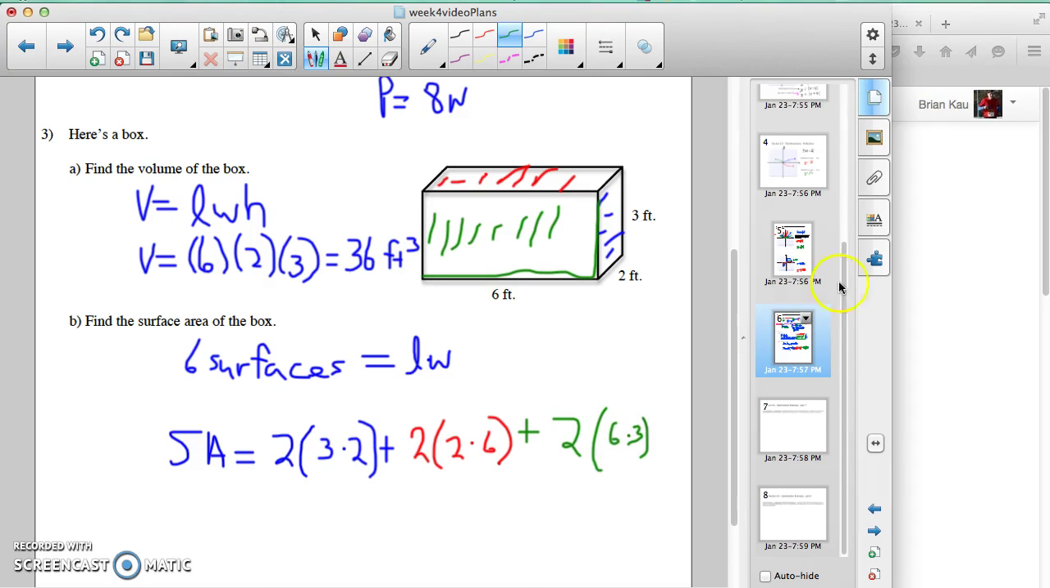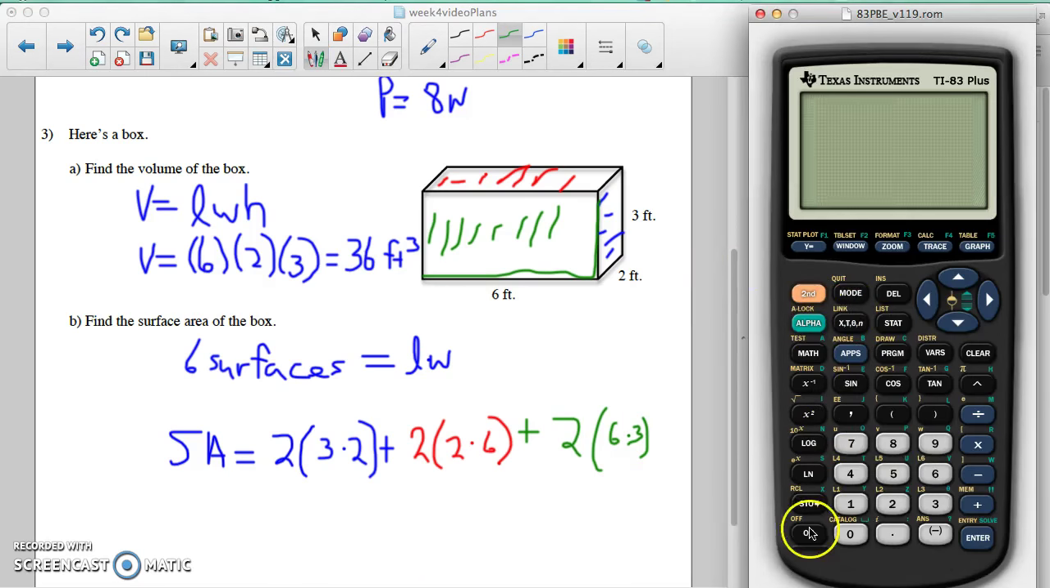So if we compute this out, we use our calculator. Let's see, turn it on. So we have 2 times 6 plus 2 times 12 plus 2 times 18. We get 72. So we're going to have 72 as our answer here.